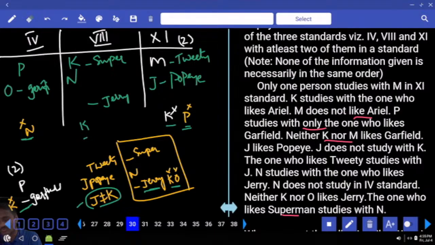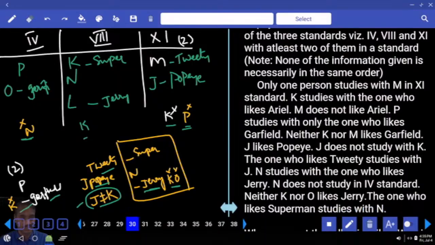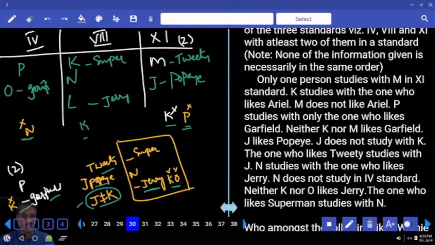If O is here, what else is left over? L is here. If L is here, there are 2 that were left over. J, Poppy and Tweety are done, and K, Garfield. Then what else is left over here? No Ariel. Now the initial information: M does not like Ariel, and at the same time, K studies with the one who likes Ariel. Ariel is here. Then what else is left over here? Winnie. Now P is Winnie.